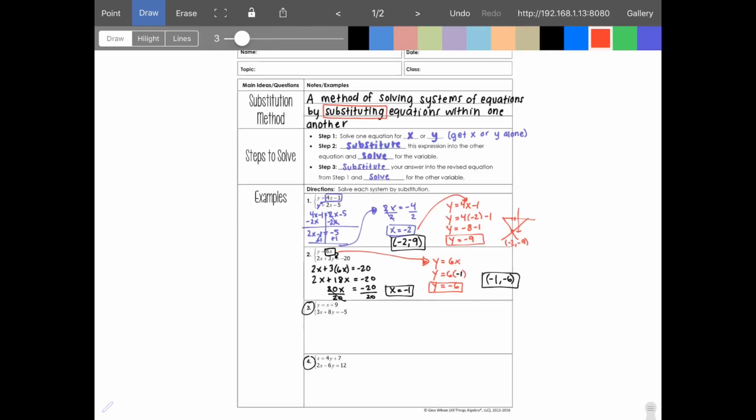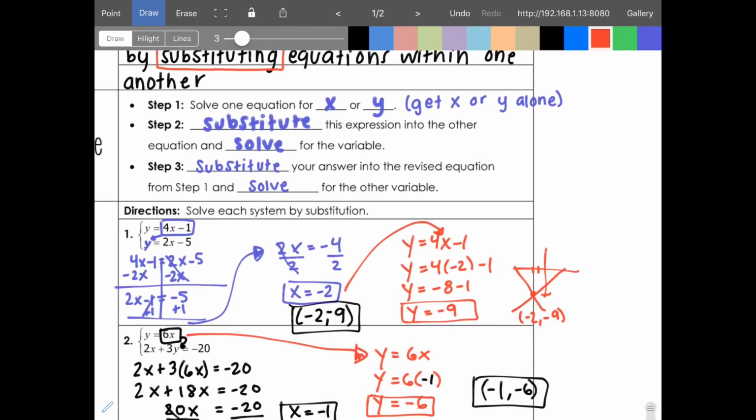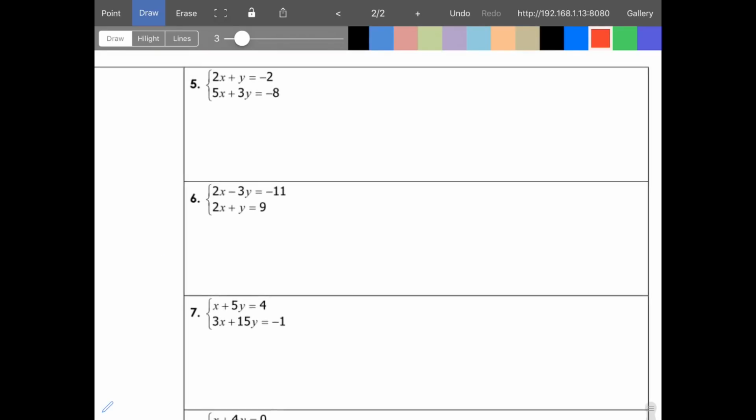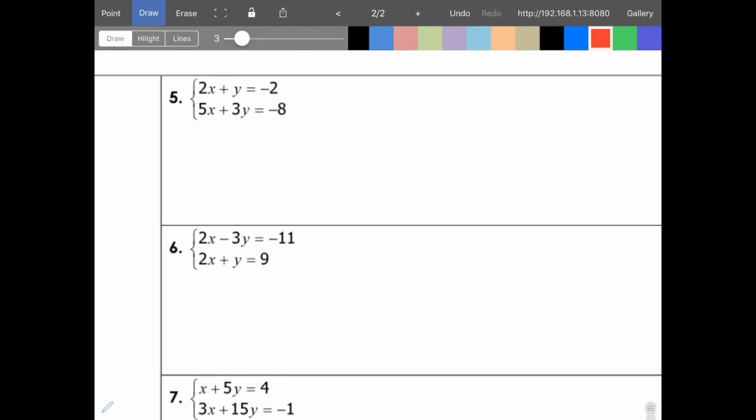Our step 1 says to solve one equation for x or y, which means get x or y alone. So in this case, we don't have an x or a y alone. So we're going to look for the equation with the variable that's already by itself. So what I mean by that is we have a 2x, a y, a 5x, and a 3y. Do you see how the y is the one without the number in front of it? There's no number in front of that y. In that case, this is going to be way easier to get y by itself than to get any other variable by itself. So let's get y alone. The reason for that is because it's only one step. We don't need to divide at the end.